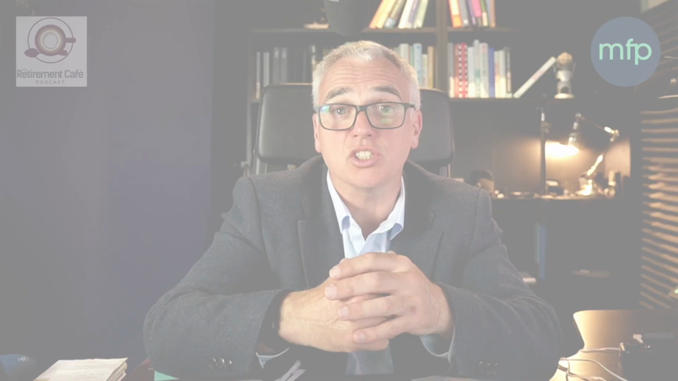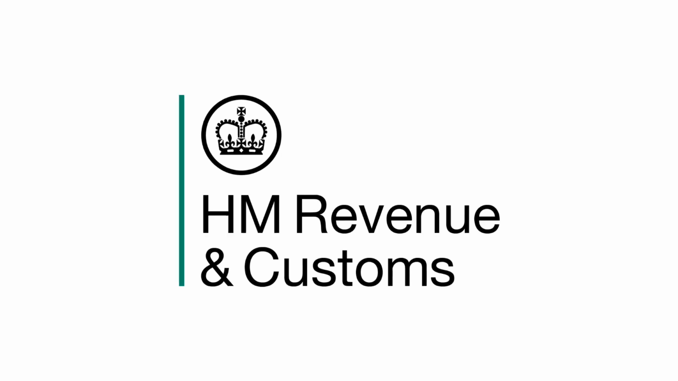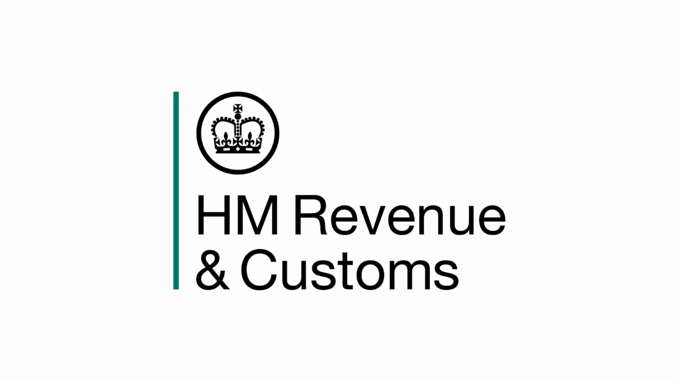New rules introduced in April 2020 mean that you need to report and pay any capital gains tax due to HMRC within 60 days for any residential property sold belonging to somebody or to the estate. The 60 days starts when the sale completes.